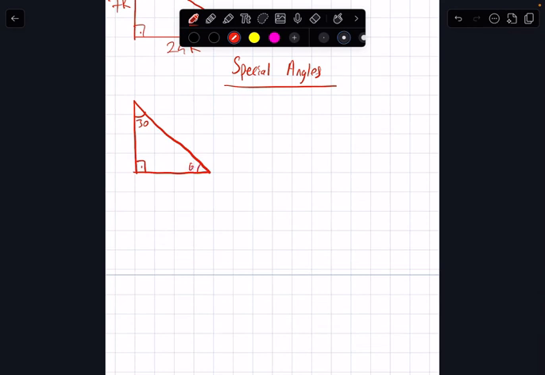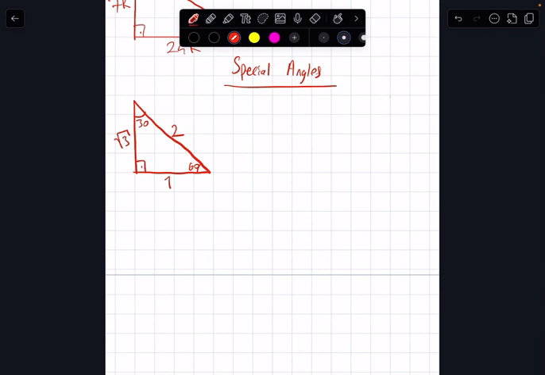30, and 60. Across 30, the smallest one, 1. The highest one, 90, 2. And square root 3 comes right across 60. And it is less than 2, obviously. The hypotenuse is the longest one, all the time, in the right triangles.